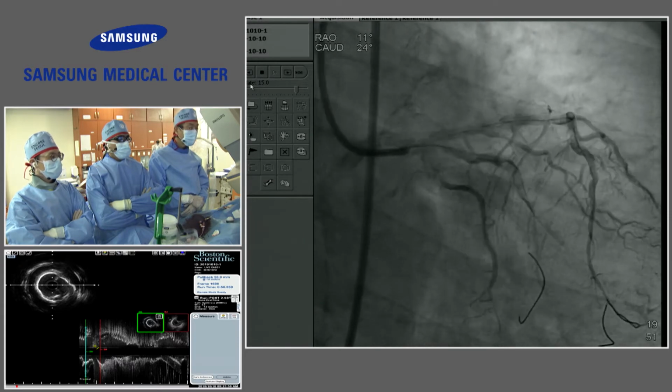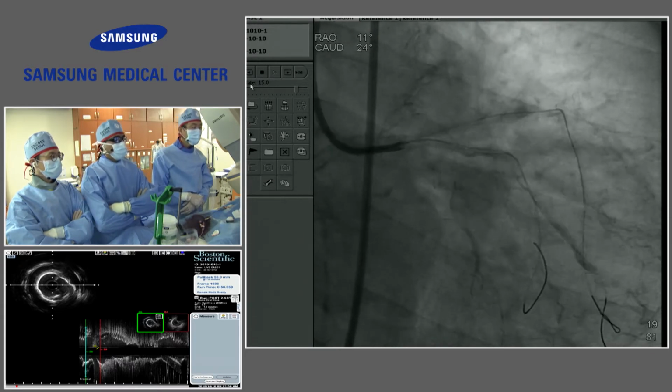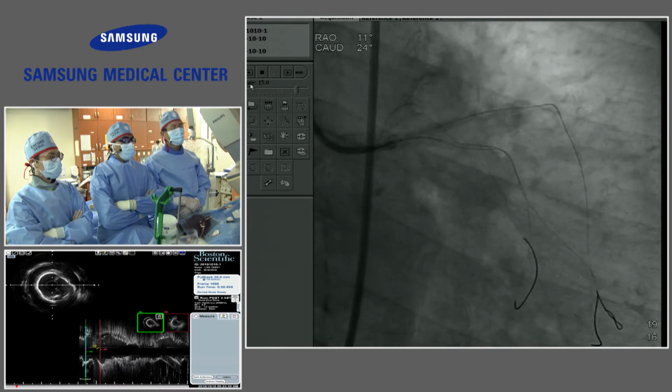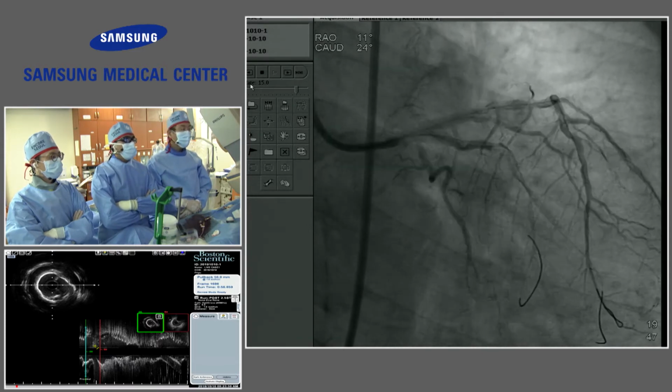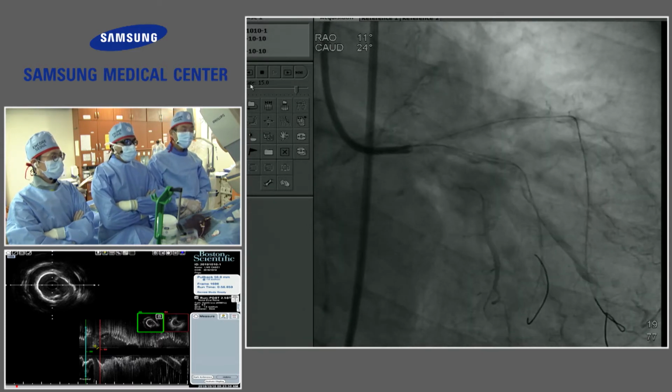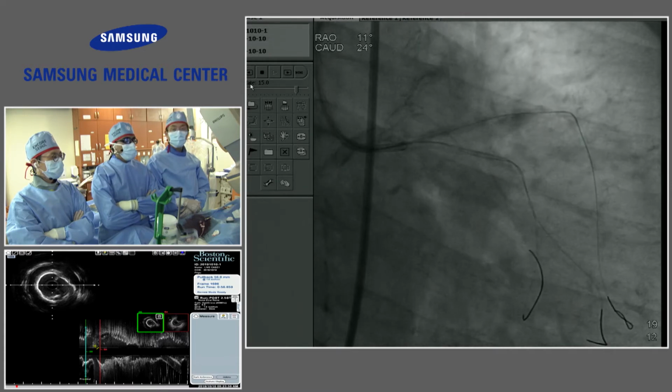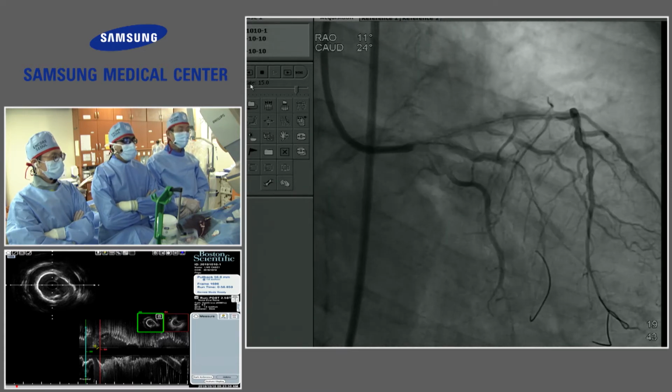We had discussed what's the next move. Yeah, what's the next move? Still, we are not sure. The wires in the false lumen, where to where, we don't know. Next.